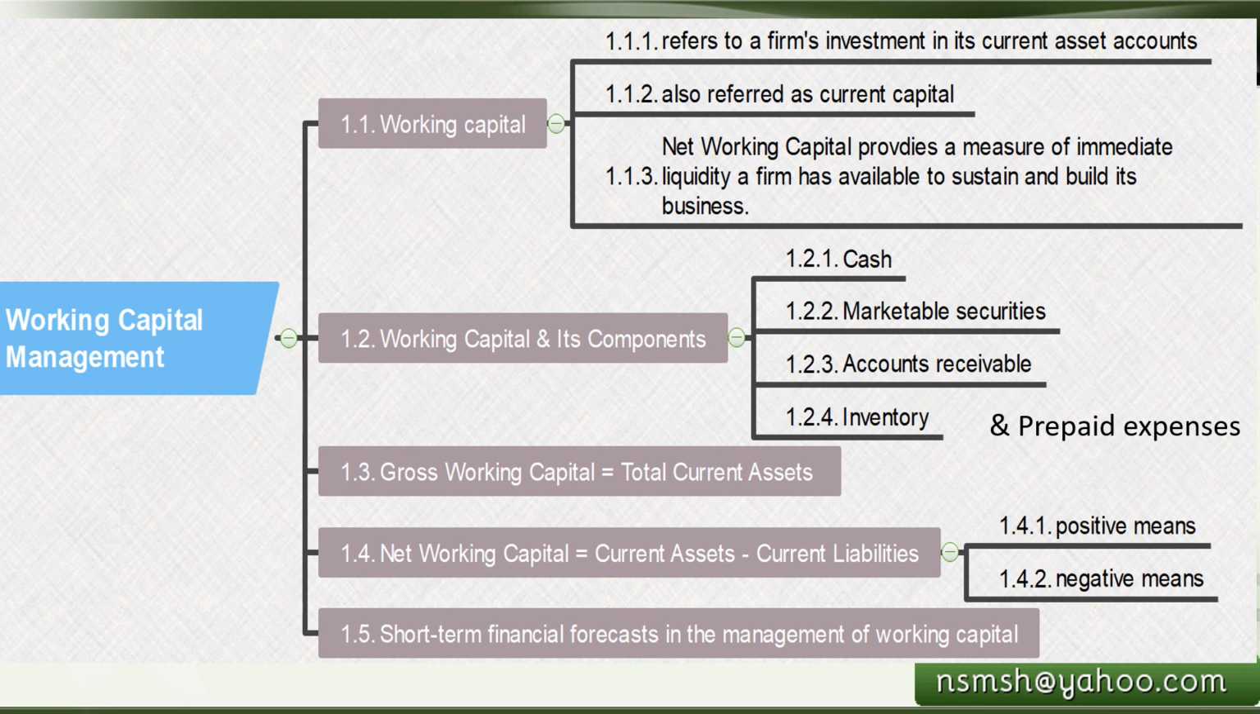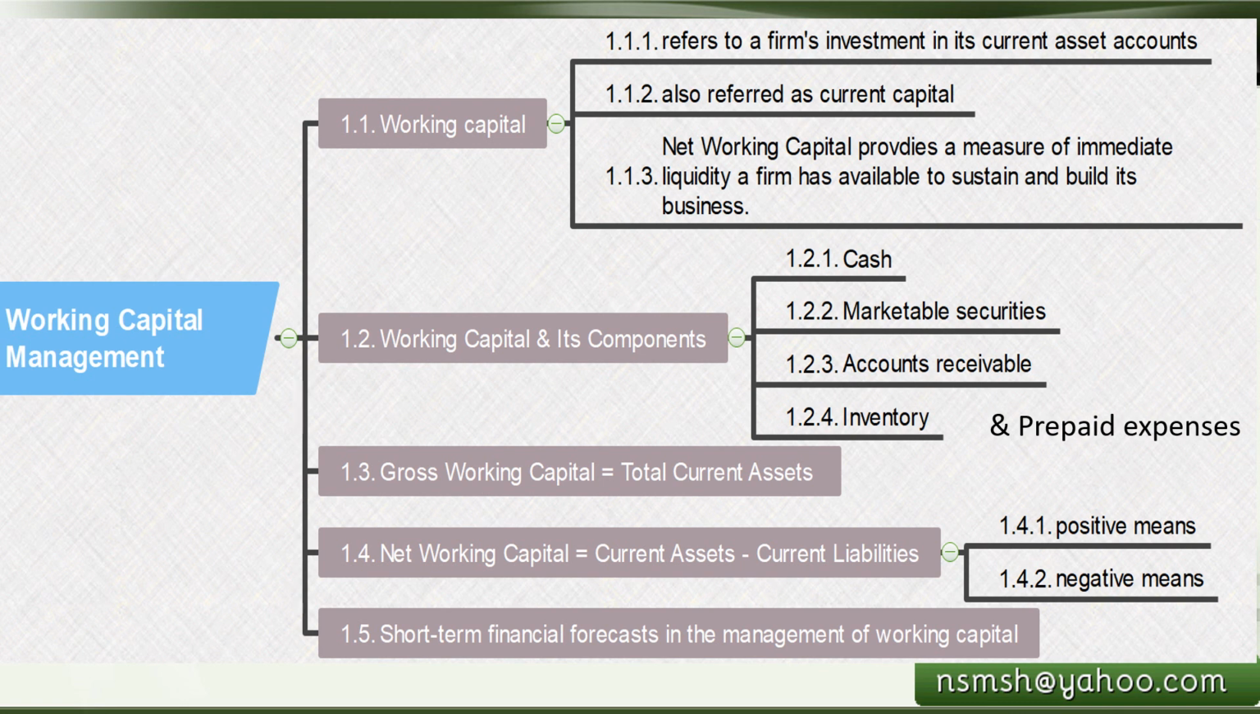So working capital and its components, therefore, we should understand: cash, marketable securities, accounts receivable and inventories, and also prepaid expenses, which are also part of the current assets. Though prepaid expenses are usually already paid out, the work is still to be completed, so that is the nature of the current assets.